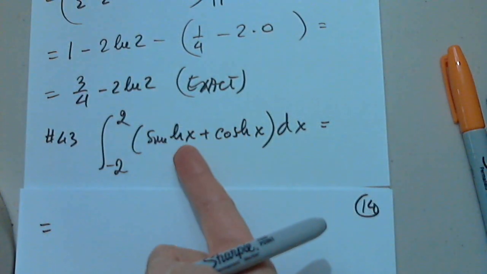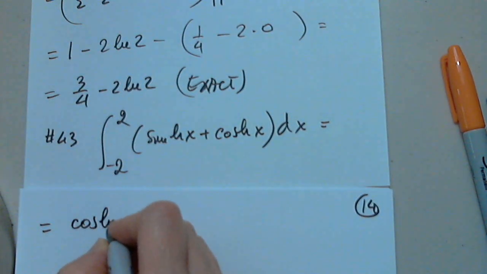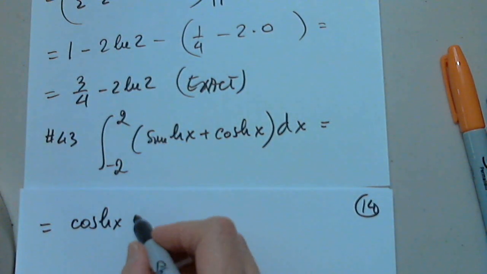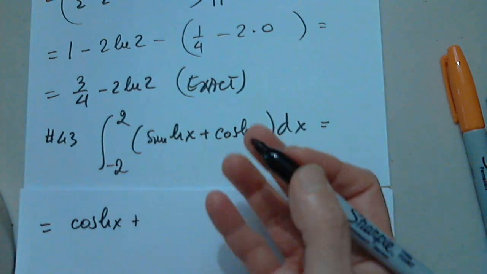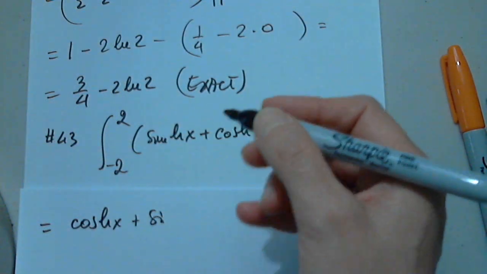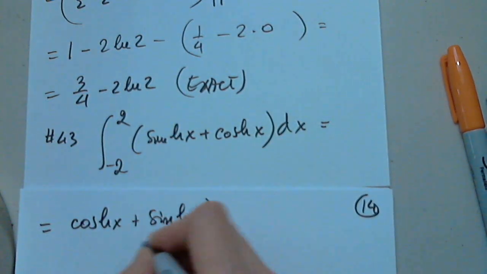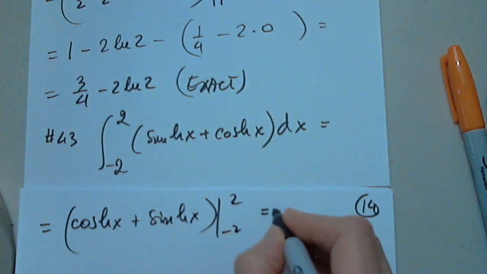Which function prime is hyperbolic sine? Well, this is hyperbolic cosine, not minus. Plus, which function prime is sine, hyperbolic sine? I meant hyperbolic cosine, hyperbolic sine, from -2 to 2.